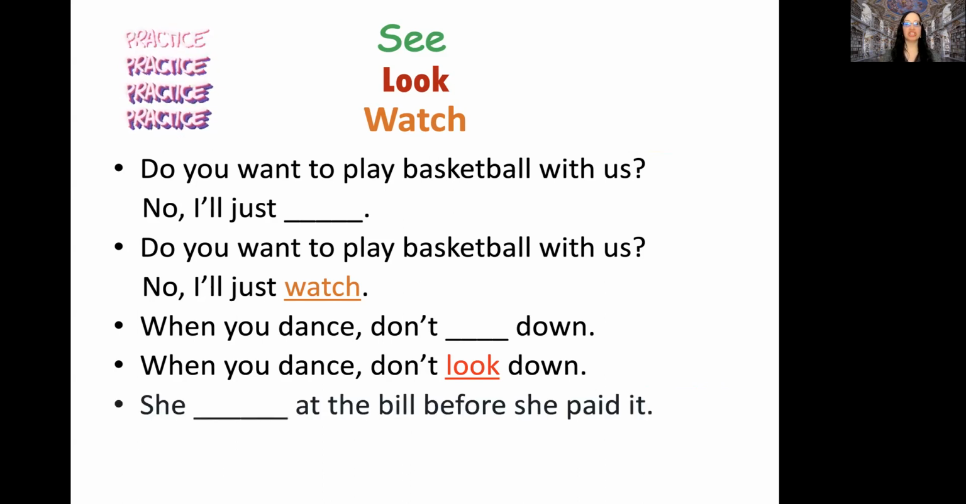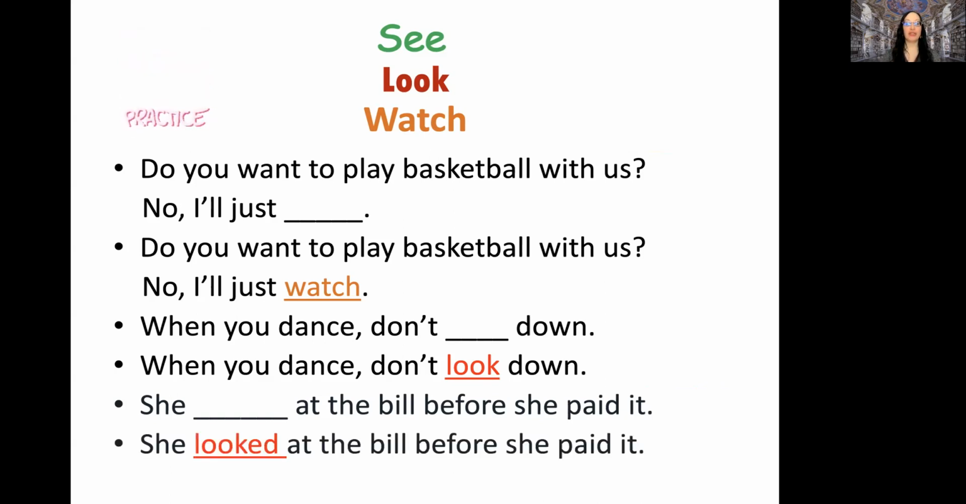All right. She blank at the bill before she paid it. So what do you do when you get a bill? Do you look at the bill? Do you see the bill? Or do you watch the bill? Uh-oh, I think you know this one. She looked at the bill before she paid it. That was pretty easy, right? Much better.